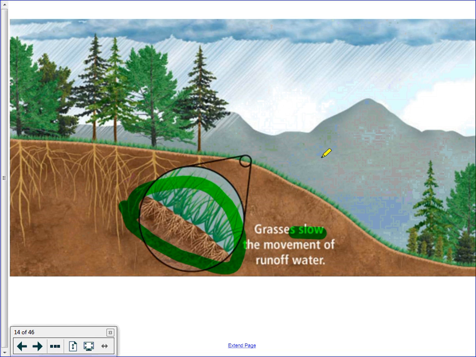Because all of these plants along this hill here, the trees are going to absorb the water, the leaves are going to absorb the water, the roots are going to absorb the water. There's a ton of little sponges over here that is going to absorb the water, preventing it from becoming runoff.